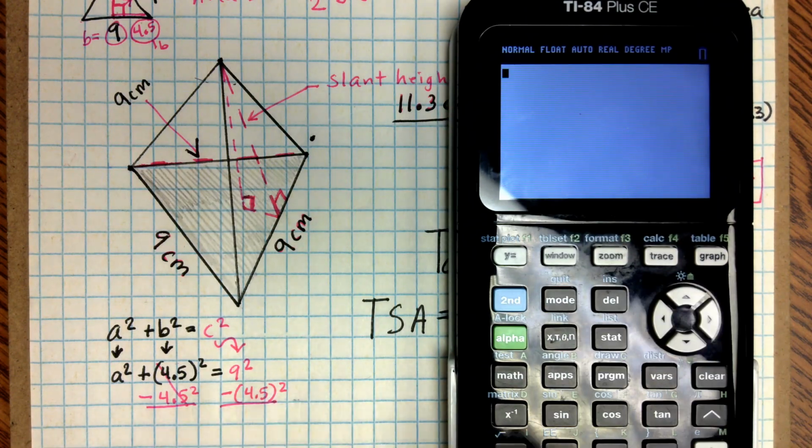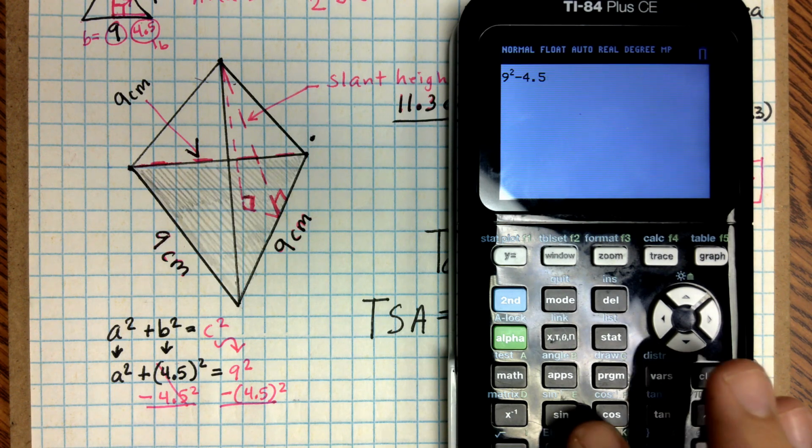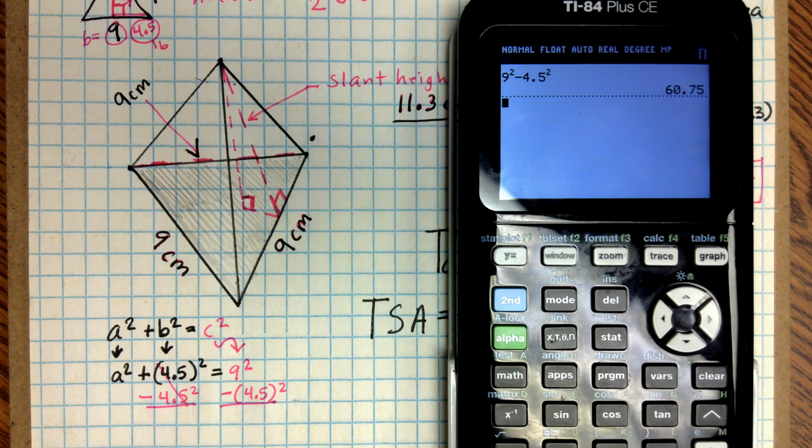Alright, so I'm going to take 9 squared, and I'm going to subtract 4.5 squared. And it leaves me with 60.75.